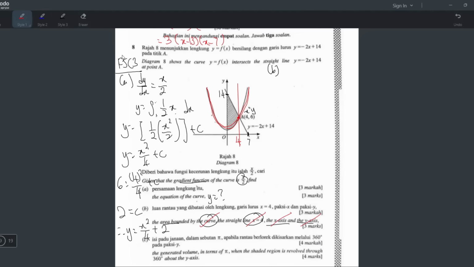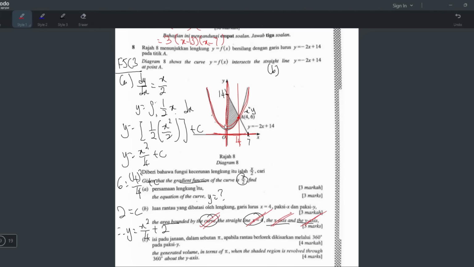Next line is the x-axis and y-axis. So let's use red color to draw the x-axis and the y-axis. Okay. All right. Is there any other lines? Curve, x equals 4, x-axis. Okay, that's all. So after highlighting all the lines, you can see where is the bounded region.